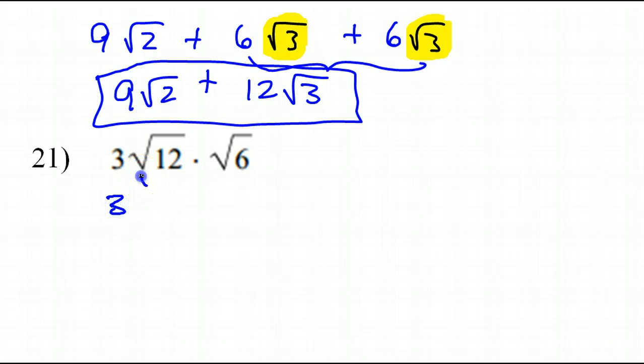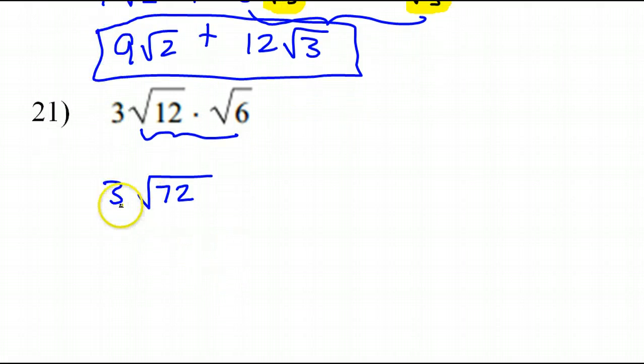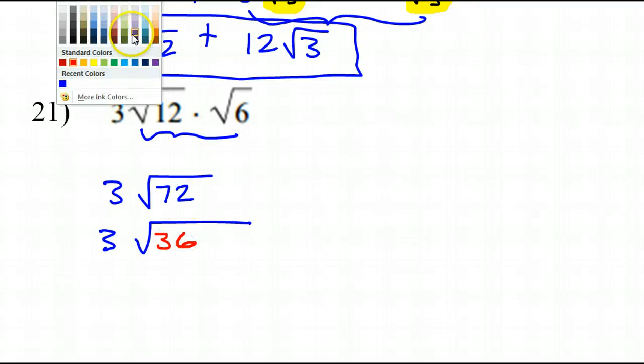So let's go ahead and multiply this together. So that's going to give us, well, 6 times 12 is 72. So this is going to give us 3 root 72. Alright, now you might ask yourself what perfect square goes evenly into 72. And if you're very clever, you're going to realize that 36 goes into 72. Alright, 72 is 36 times 2.